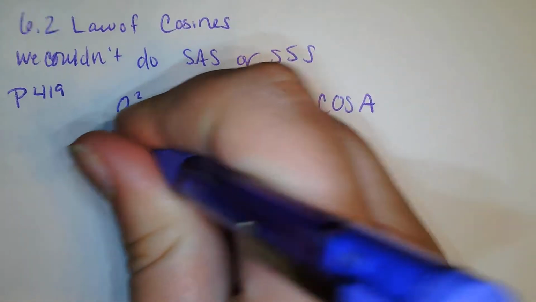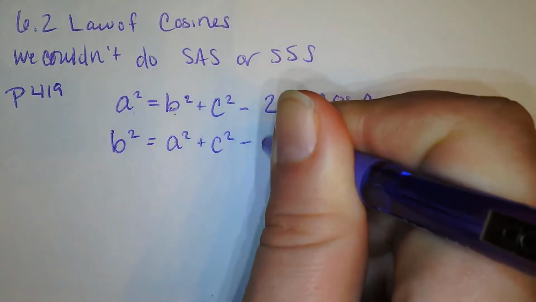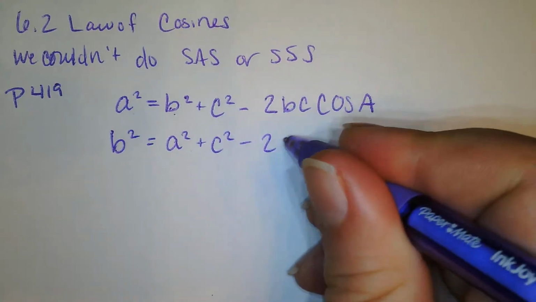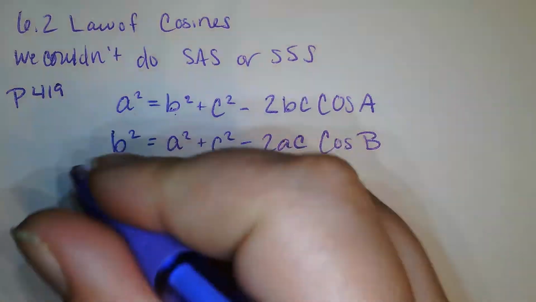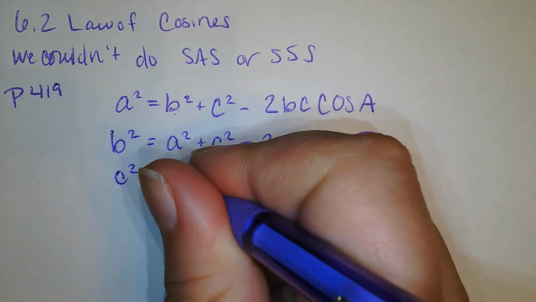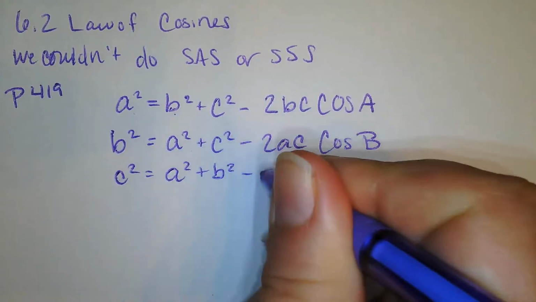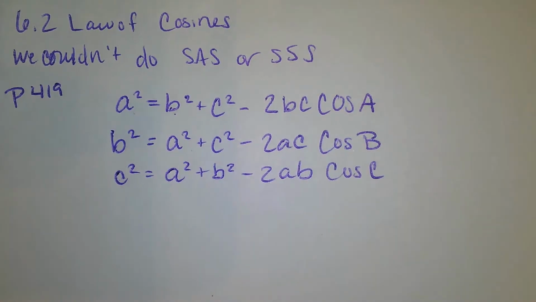So you would have b squared equals a squared plus c squared minus 2ac cosine B, angle B, and then c squared equals a squared plus b squared minus 2ab cosine C. It doesn't look good, but that's not the point. The point is it's a formula, and if you plug in the values, it will work.